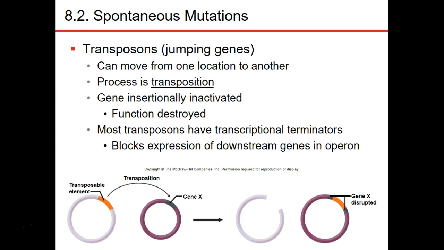Another spontaneous mutation occurs when you have a jumping gene. So a transposon is a jumping gene, and it can change positions within a DNA sequence. It can also move from one DNA strand to another DNA strand, and this can cause all kinds of problems with the functionality of proteins.